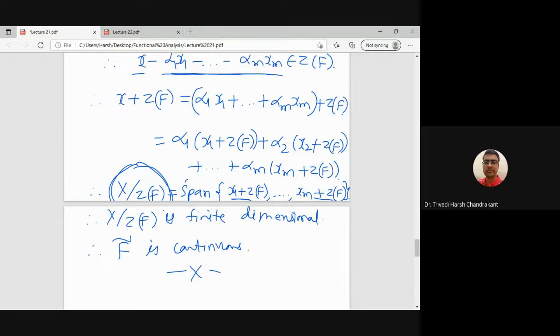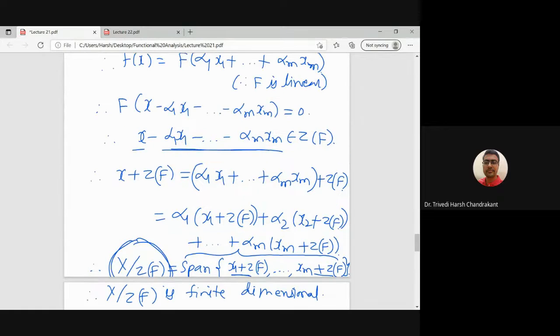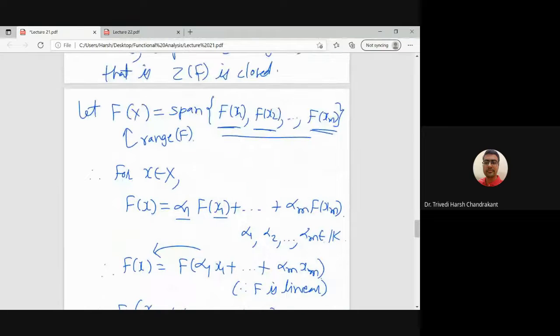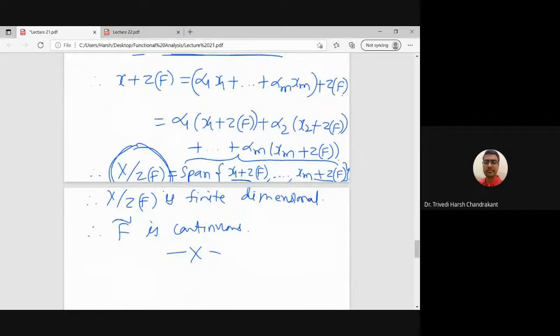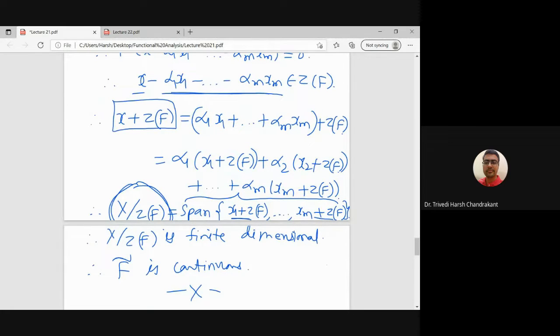So we are not saying this is a basis, but the basis is a subset of this. That is what we are saying, because a basis has two conditions: one is linearly independent and the other is span. The first thing we are saying here is that we have assumed that the range is generated by f(x1), f(x2), ..., f(xm), and using that we proved that any element of the quotient space is a combination of these elements. So therefore the quotient space, X quotient by kernel of f, is a linear combination of x1 plus Z(f), and so on, xm plus Z(f). So this is one condition of a basis verified.